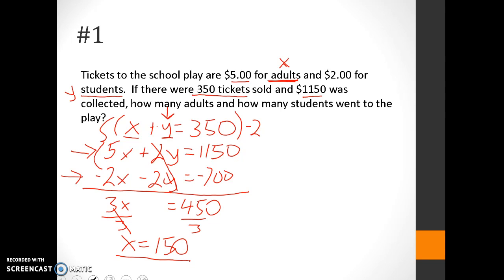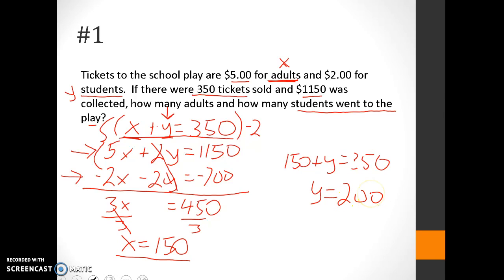But I also want to find out how many students went to the play. So how many student tickets went to the play, and that's what Y is. So to figure out what Y is, I'm going to use this top equation here. I know that X is 150, so we have 150 plus Y equals 350. And if I subtract 150 from both sides, I will get that Y is 200. So that means there were 150 adult tickets sold to the play, and there were 200 student tickets sold to go to the play.